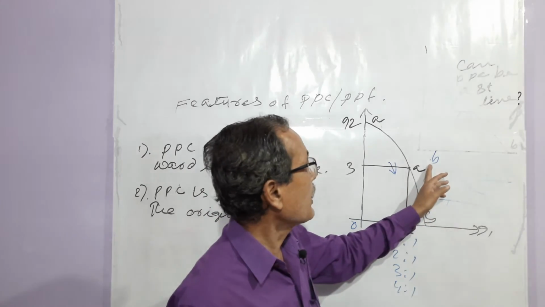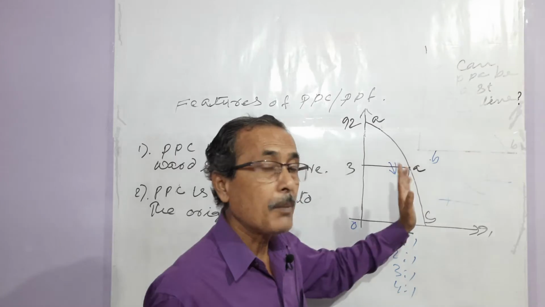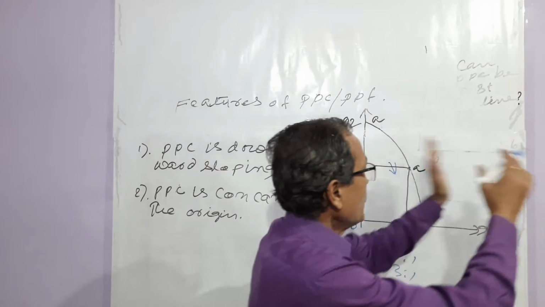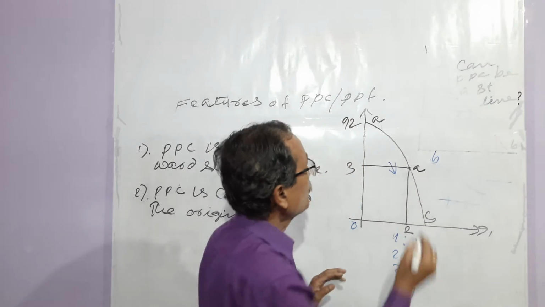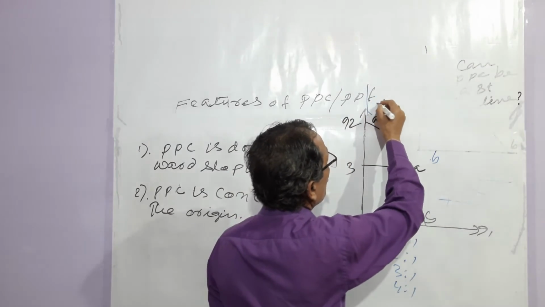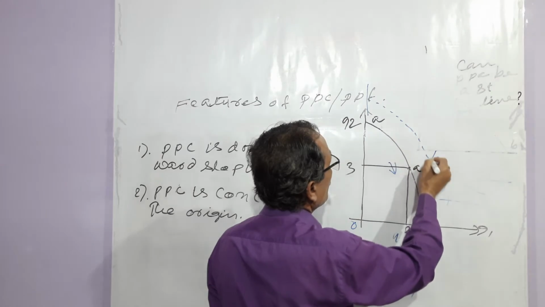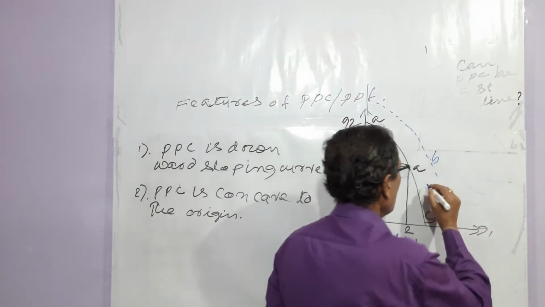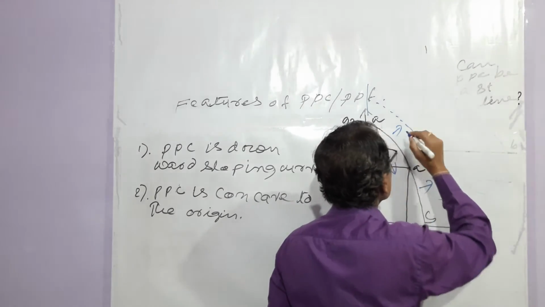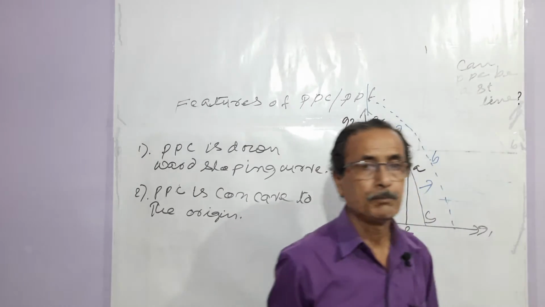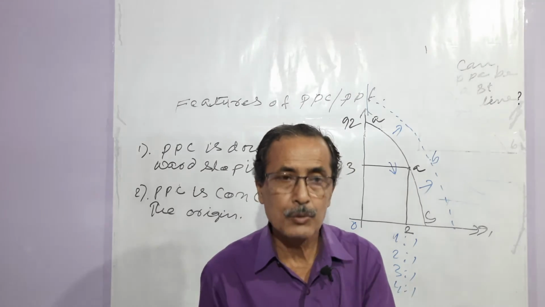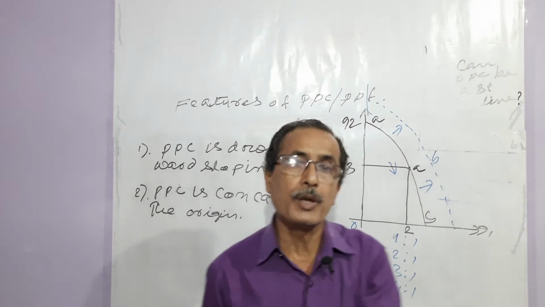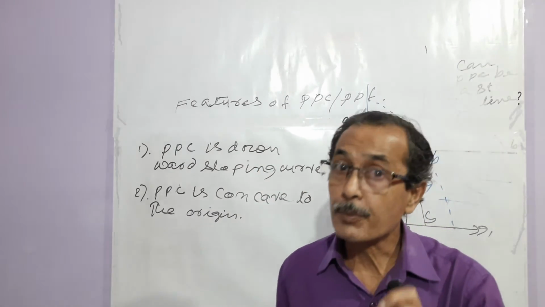Now if you are at point B, see, where is point B? It is outside of the PPC, on the right side. What does it show? What does it mean? See, you have drawn a new PPC here. That is, the PPC has shifted to the right. When will it happen? It will be possible only when there is growth of resource.